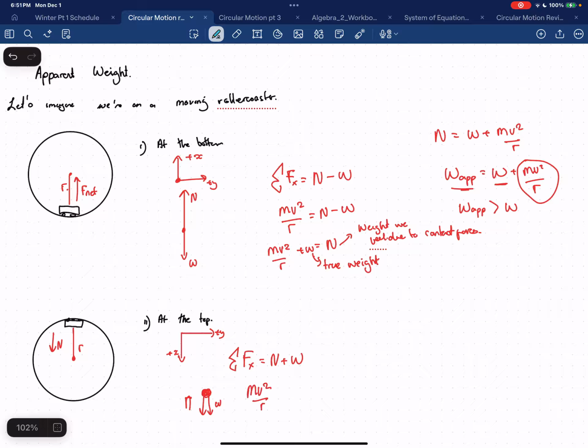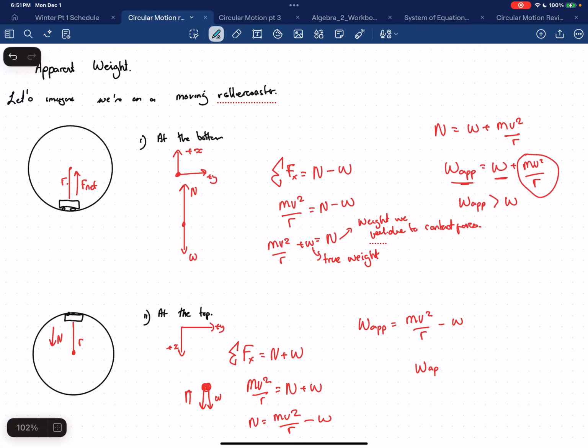So mv squared over r is going to be equal to N plus W, and N is going to be equal to mv squared over r minus W. So in this case, I can write this as my apparent weight being equal to mv squared over r minus W. Here we can see that our apparent weight is less than our true weight, because we're basically subtracting the true weight.